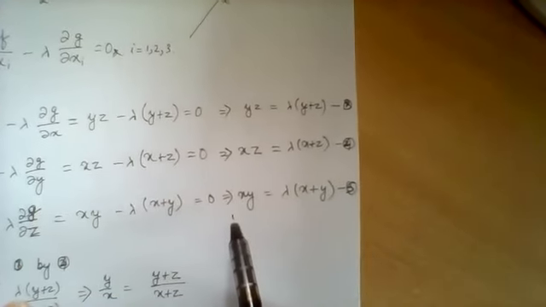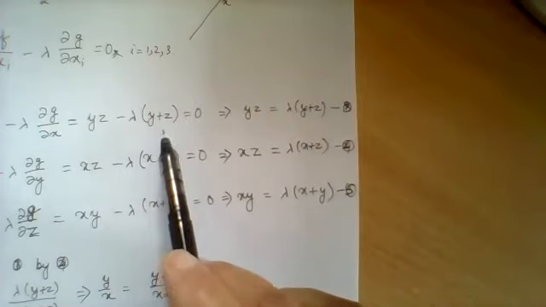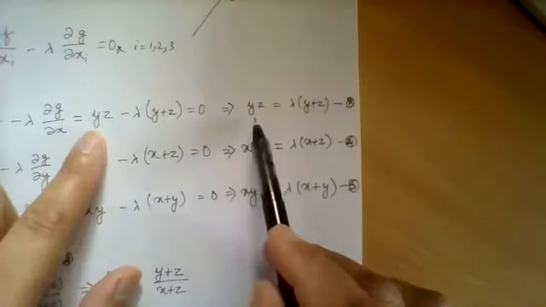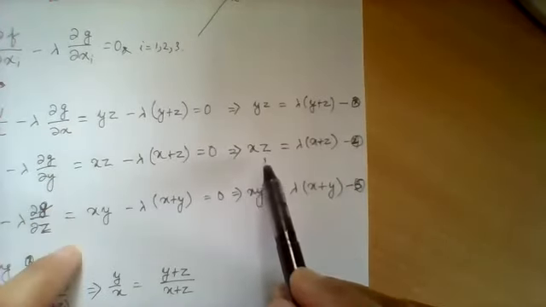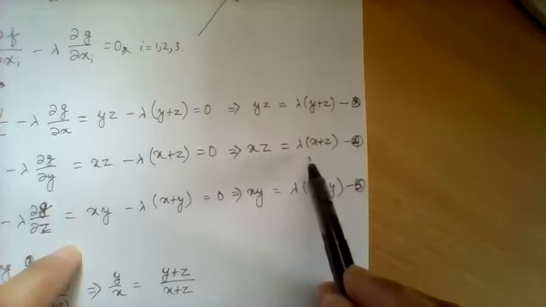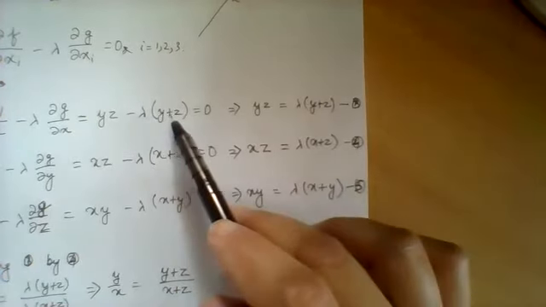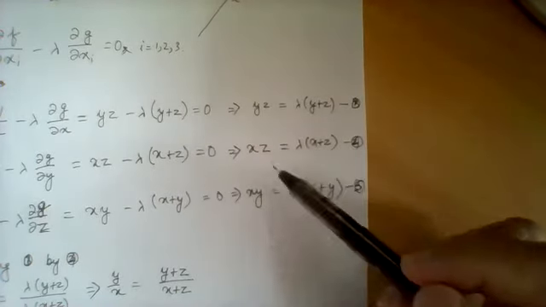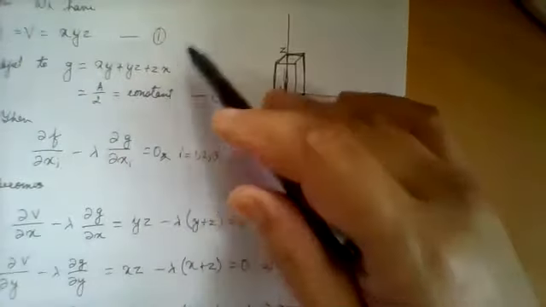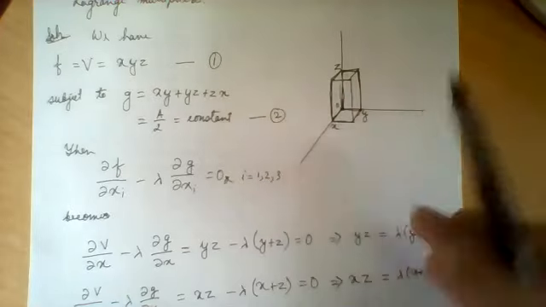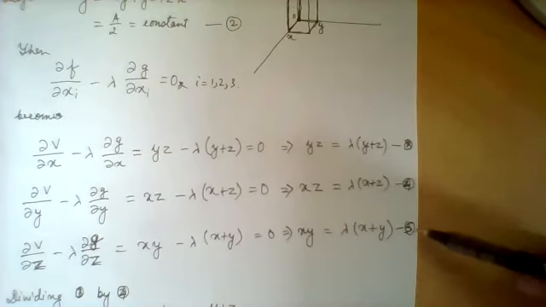So this gives, if we take lambda times y plus z to the right hand side, yz equal to lambda times y plus z. Similarly, xz equal to lambda times x plus z, and xy equal to lambda times x plus y. We put these on the right hand side because I want to solve for x, y, and z. Let us call these equation number 3, 4, and 5.